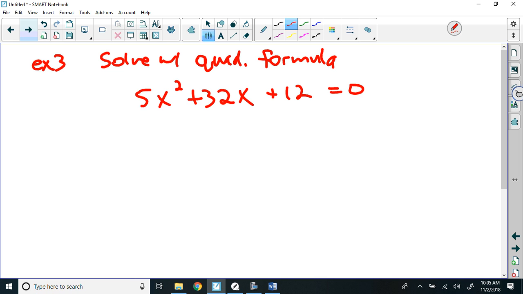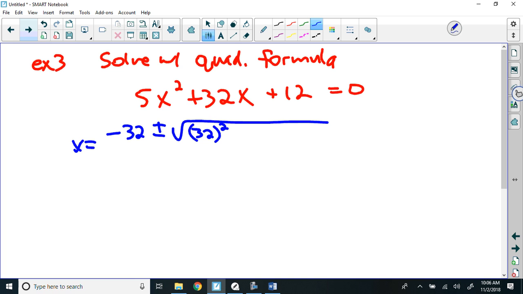Well, this is nice. All our A's and our B's and our C's are all positive. That's awesome. I love it when they're like that. Positives are great to work with. X equals negative B plus or minus square root. Oh my gosh. Are you for real? I got to square 32? Are you kidding me? Minus 4 times 5 times 12. That's all over 2 times 5.